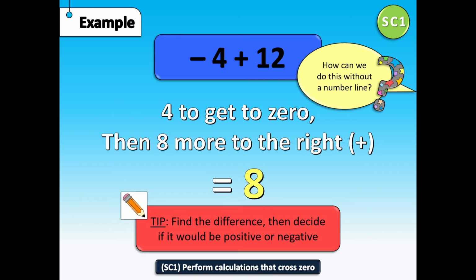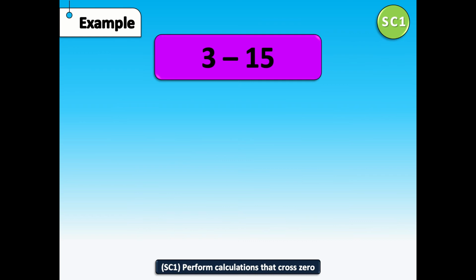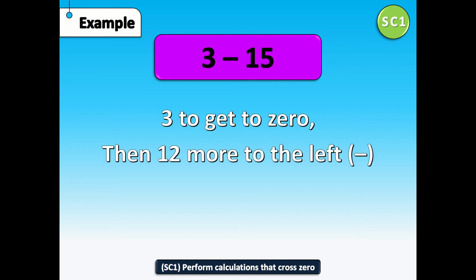So find the difference and then decide if the answer will be positive or negative. So this time we want to do 3 take away 15. So that means we want to go down or back 15 places. So we'd move back 3 places to get to 0. Then we'd need to move another 12 places back. So the answer will be minus 12. So 3 to get to 0, and then you'd need to move another 12. So the answer is minus 12.